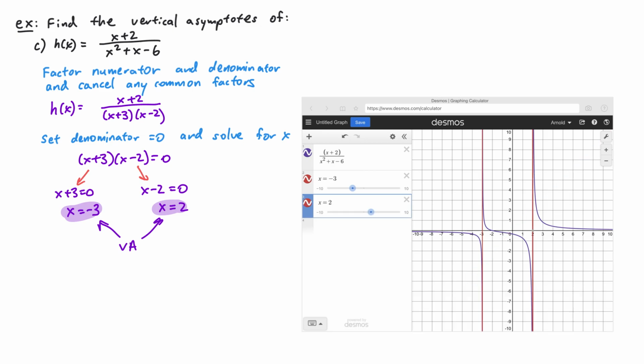And we see here that as we trace our graph towards x equals -3, the graph follows that vertical line down. On this side, if we go towards -3, the graph goes up along that vertical line. As we go towards x equals 2, the graph goes down on this side and then up on this side. So in this video, we learned how to find the vertical asymptotes for a rational function.